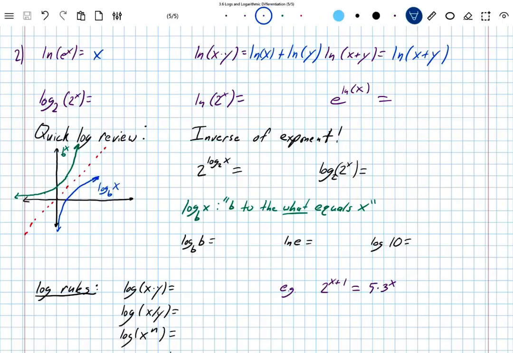Log base 2 of 2 to the x, those are inverses of each other. Just like natural log and e to the x, that's how we define them. This should be an x. Natural log of 2 to the x, well, this is our amazing exponent rule that x can come down in front: x times natural log of 2. And again, e to the natural log of x, those are also inverses of each other. This is just x.